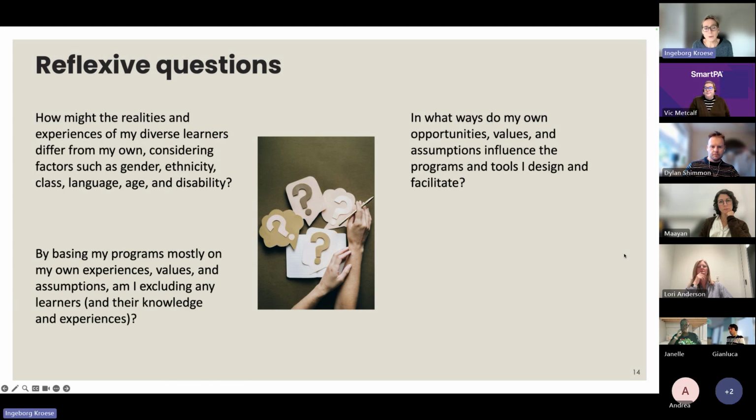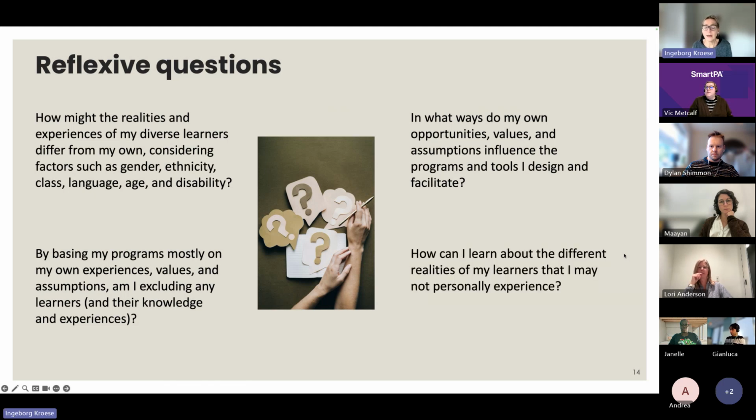When I base my programs mostly on my own experiences, values, and assumptions, am I excluding any learners and their knowledge and experiences? Very important. Finally, how can I learn about the different realities of my learners that I may not personally experience? So how do I do that? How can I access that? So when you look at these questions, what are your thoughts?